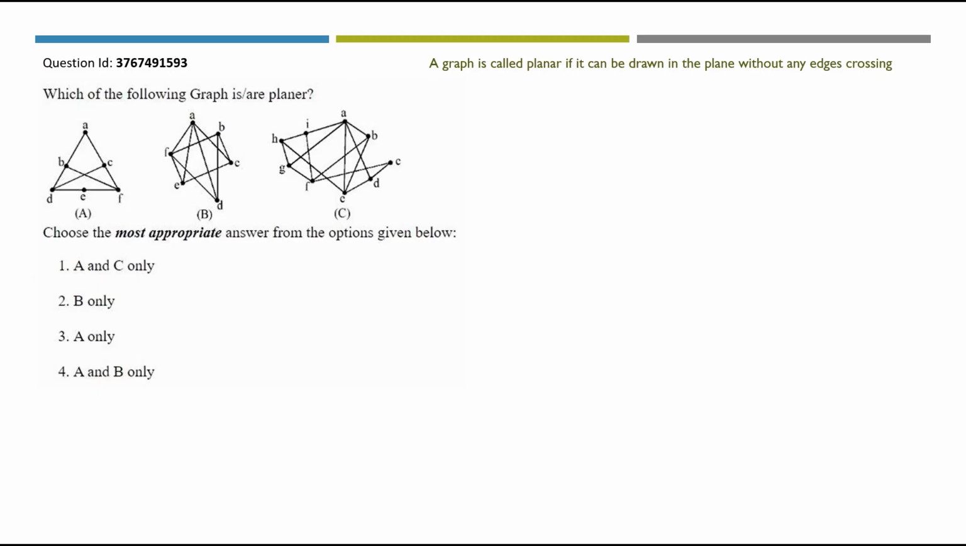If you take all the three graphs, you have edges crossing one or the other way. If you are able to represent the same graph without any edges crossing, then that can be called as planar graph. What about A? A can be drawn in this way. So which edge is crossing? C and D is crossing.